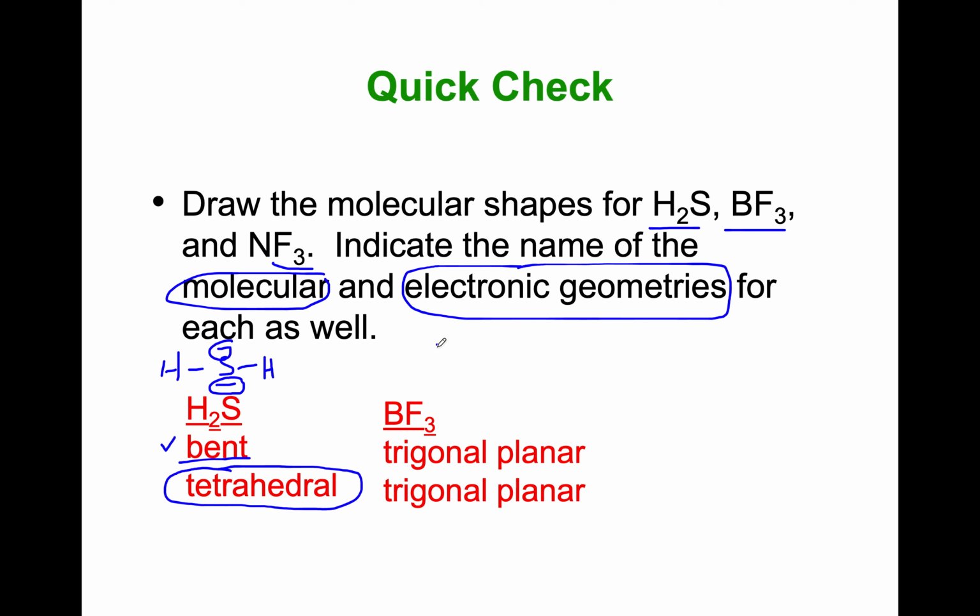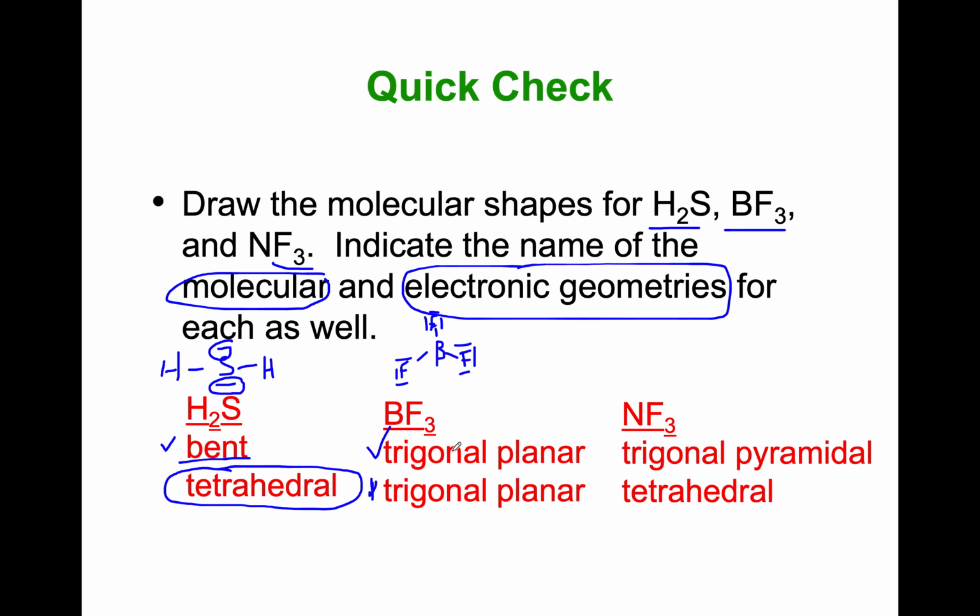BF3 we said is one of those exceptions, so it does not have an octet in this structure, but that is okay with boron. Fluorines all have octets. So you can see the central atom has 3 electron regions. That's trigonal planar. There are no lone pairs on that, so that means that has a trigonal planar electron geometry and a trigonal planar molecular geometry.